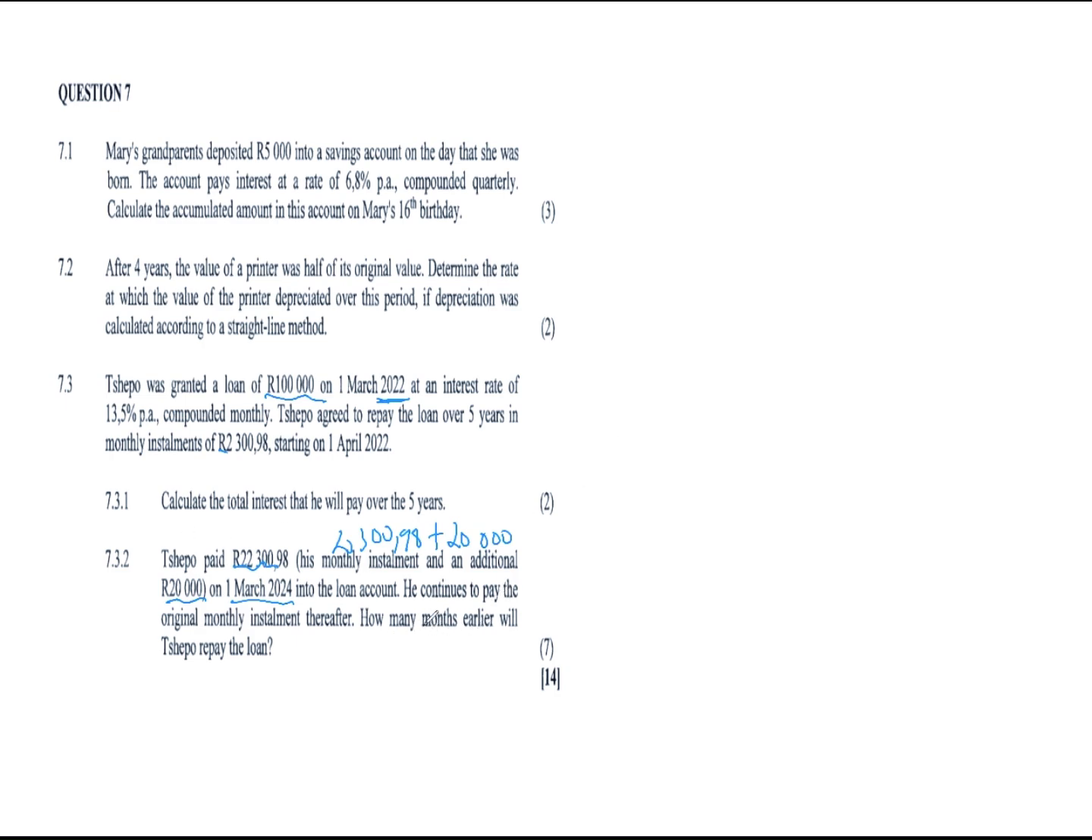So he's trying to complete it in a much lesser time. Now they ask, how many months earlier will Tshepo repay the loan? Which means it will no longer be exactly the 5 years, which would be 5 multiplied by 12, that's 60 months, right? So it will no longer be 60 months, but it would have to be less than that. So now this is what we are trying to find out: how many months earlier will he repay the loan if he makes that lump sum payment of 20,000?